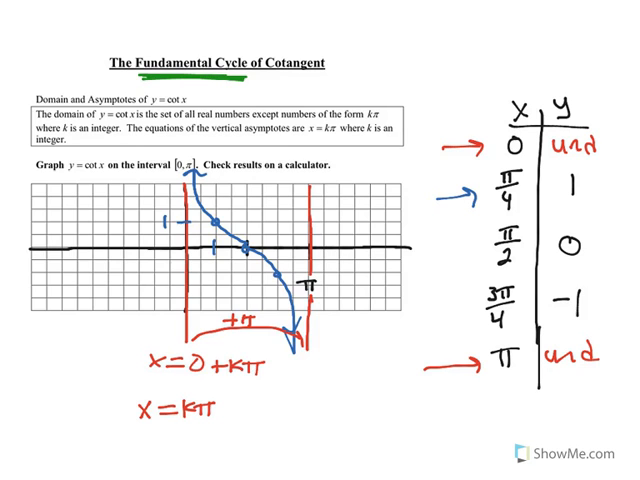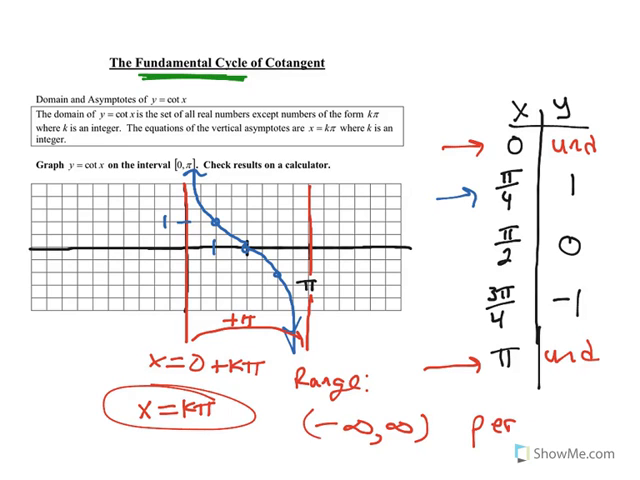So the equation of the asymptotes are going to be x equals some multiple of the distance between the asymptotes, which for the fundamental cycle is pi. So x equals k pi. Your range for this function, all your y values are again from negative infinity to infinity. And your period is going to be pi.